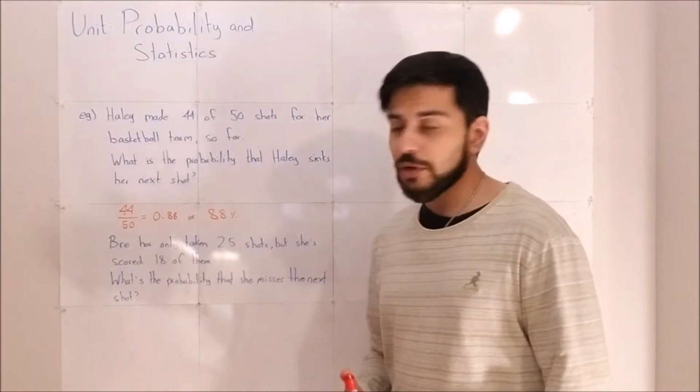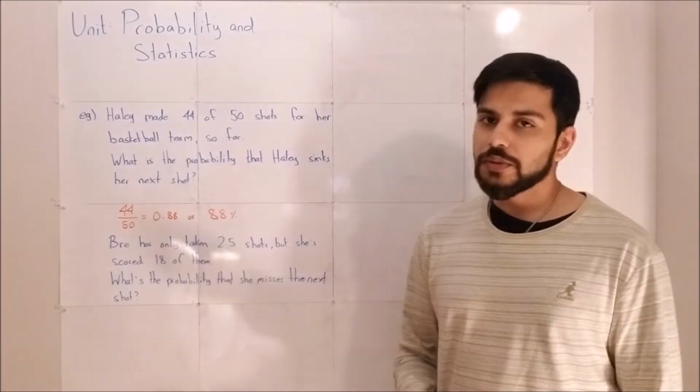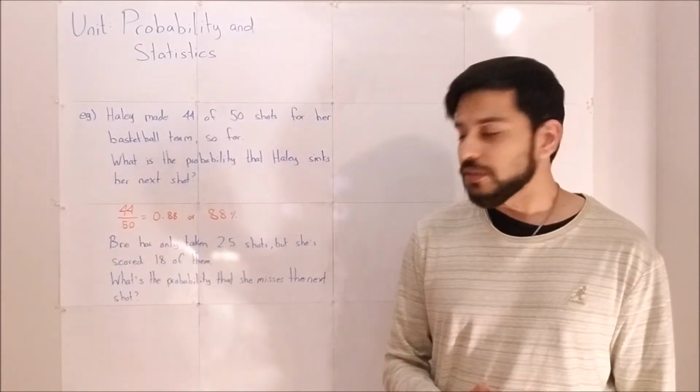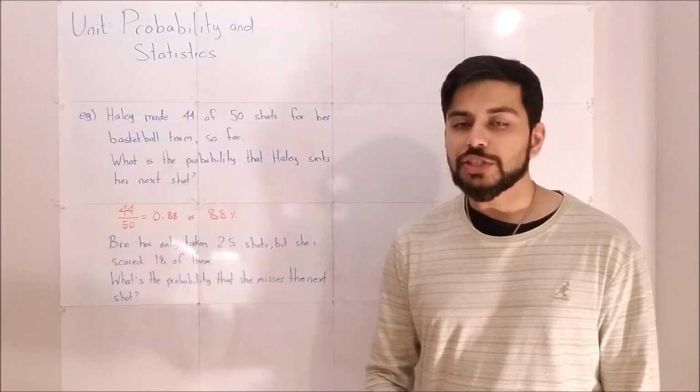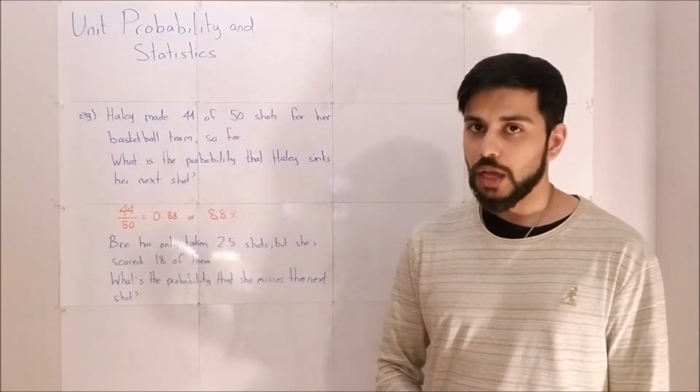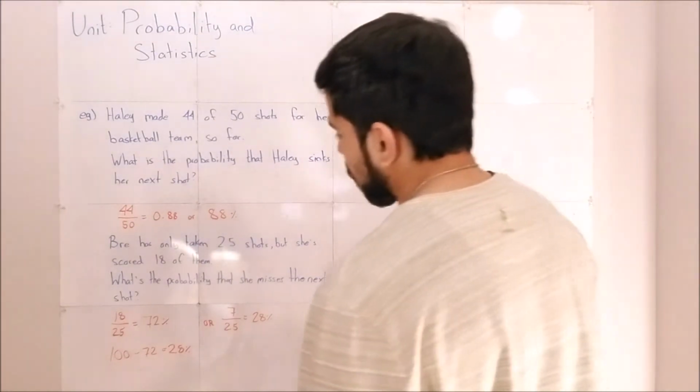Okay, let's add to that problem a little bit. Let's say that Bree is also on the team. She's only taken 25 shots so far, but she scored 18 of them. What's the probability that she's going to miss the next shot? Well, it turns out there's two ways you can do this.